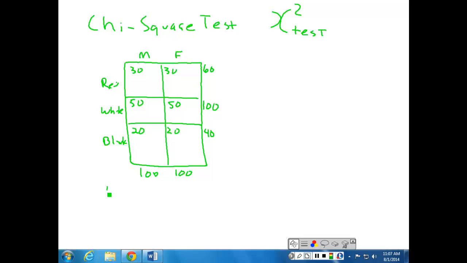So this is H0. There is no relationship between gender and car color. So that's my hypothesis. No difference. It's just sort of like everything else. When you say mu A equals mu B, you're saying there's no difference. So here we're saying there's no difference or no relationship between these two categorical variables.